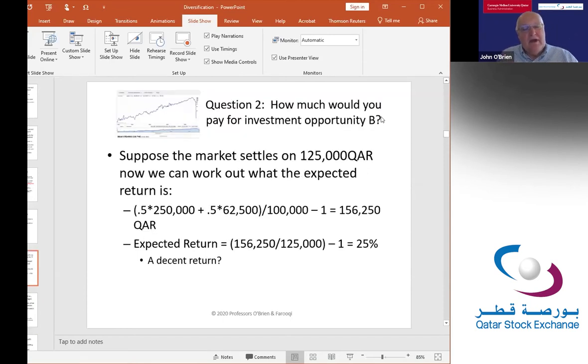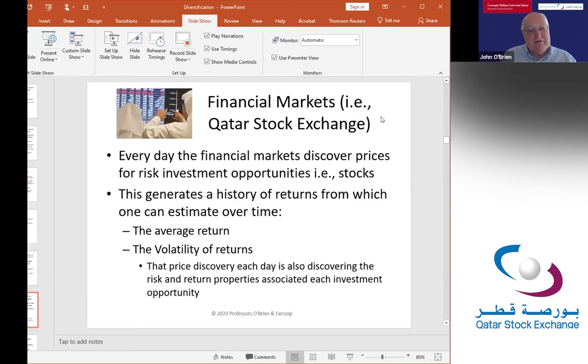So the expected return, if you paid 125,000 on this, is 25%, which is a decent return, but it's still a very risky investment. You've got a high expected return, but you could also lose some money on this investment. So every day, this is what financial markets are all about. They discover prices, and every time those prices change, your expected return is changing.